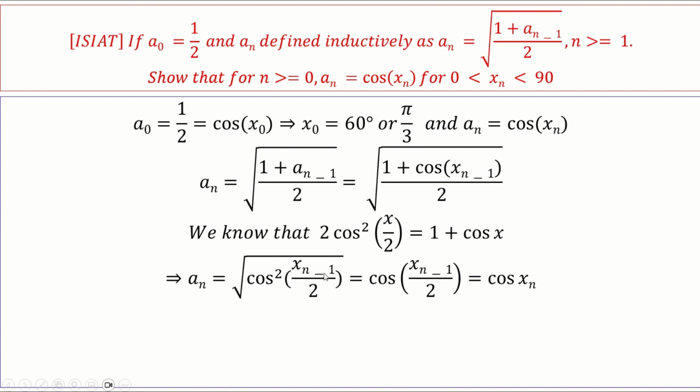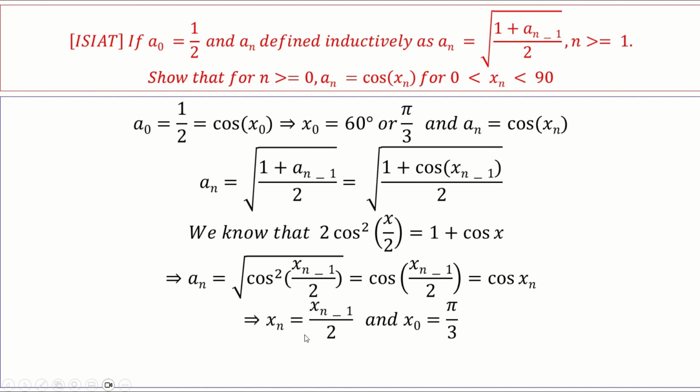2 cos square xn minus 1 by 2, divided by 2. So 2 and 2 get cancelled. We are left with cos square xn minus 1 divided by 2, which is nothing but cos xn minus 1 divided by 2. This is equal to cos xn. Correct? Because an is equal to cos xn.